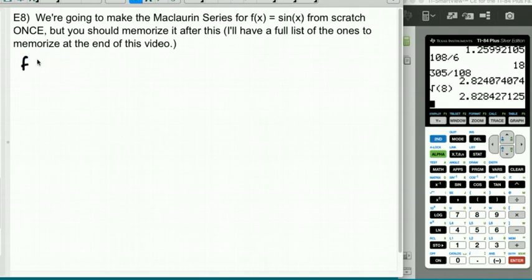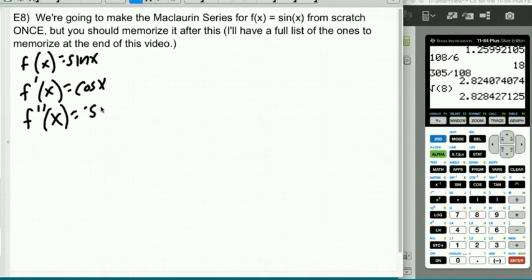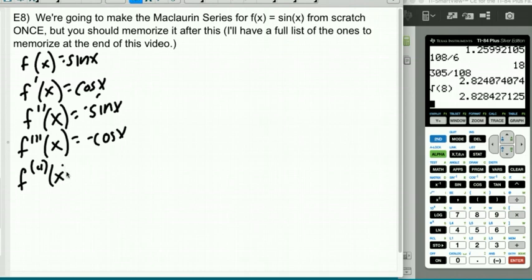So if f of x is sine, we've kind of done this a little bit already. F prime of x is cosine. F double prime of x is negative sine. F triple prime of x is negative cosine, yeah. And then the fourth derivative loops back to the beginning. So it's sine, but I want you to notice that it looped back to the beginning, right? It's a loop.